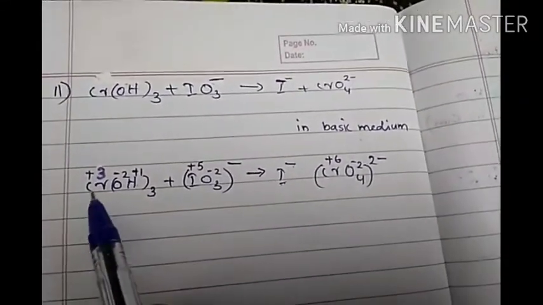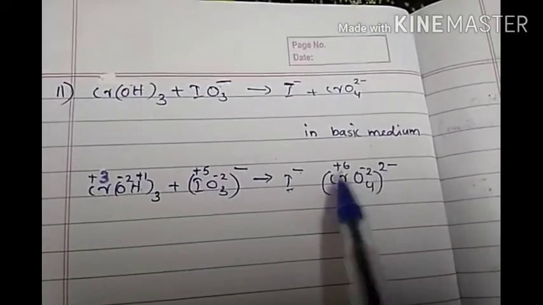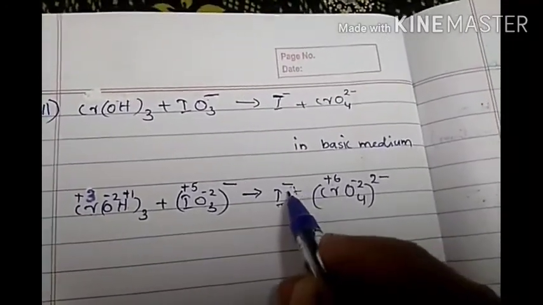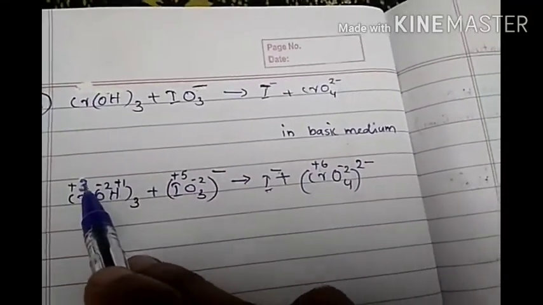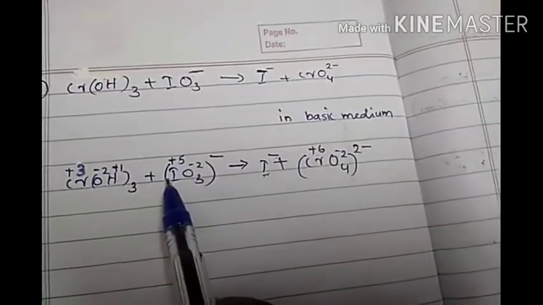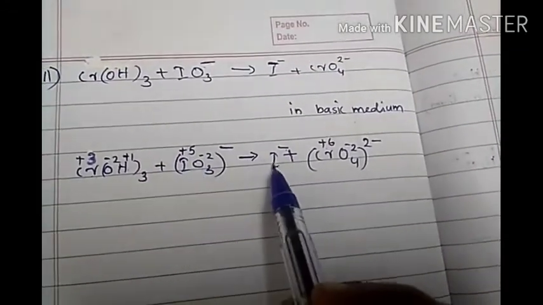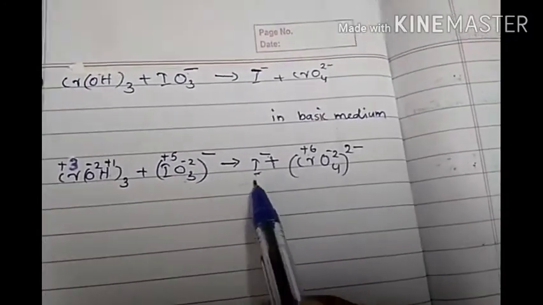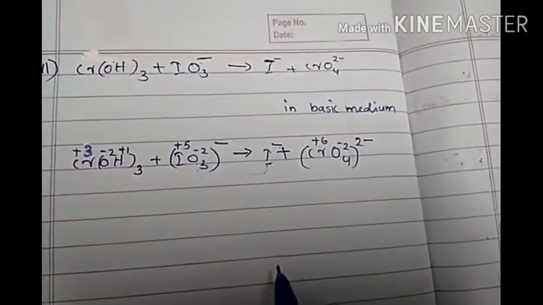Now Cr, its oxidation number is changing from plus 3 to plus 6. That is, there is an increase in the oxidation number. So Cr(OH)3 is changing into CrO4 2 minus. That change is oxidation because there occurs an increase in the oxidation number. And in the case of iodine, its oxidation number was plus 5. It is changing into minus 1. There occurs a decrease in the oxidation number, so this change is the reduction. So we can split this equation into oxidation half and reduction half.